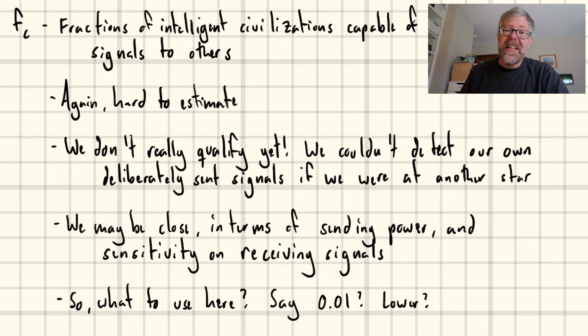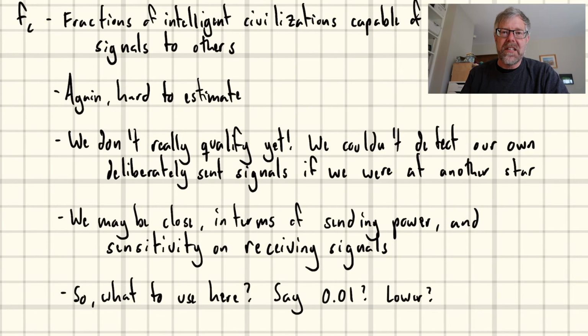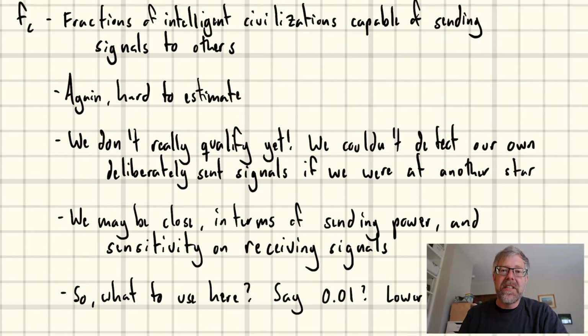We're close to this. We're pretty close. We just need maybe 5 times as much power and maybe 5 times as much receiving signal sensitivity. We're close. And so we could say maybe 1% of, quote, civilized civilizations could produce signals that we could actually hear. If the Romans existed somewhere else, we definitely couldn't hear them.